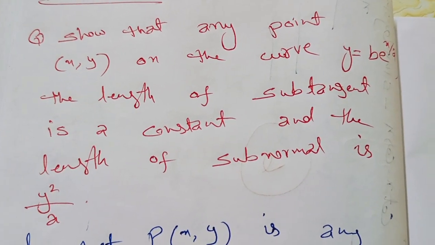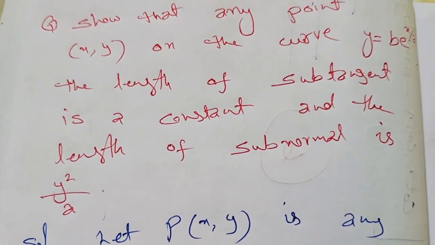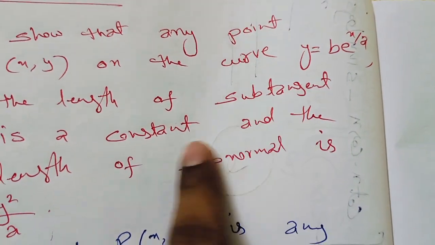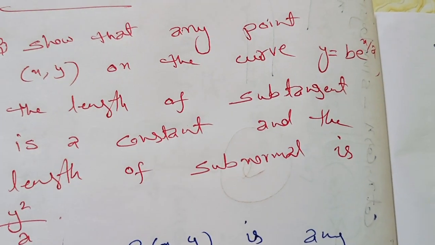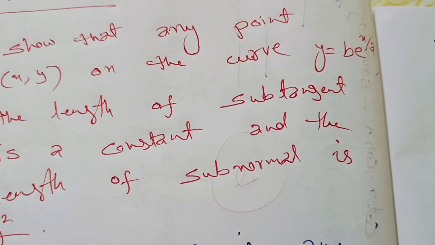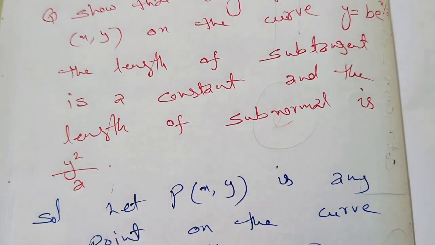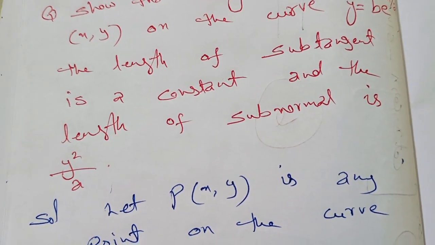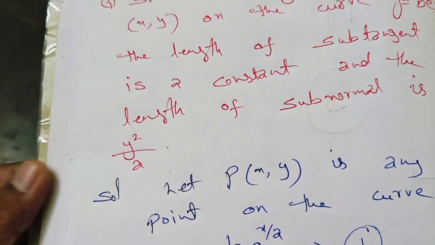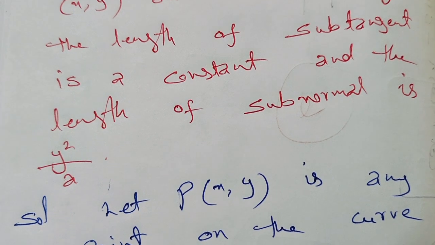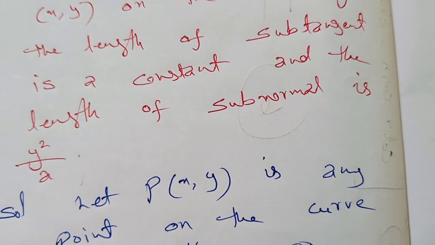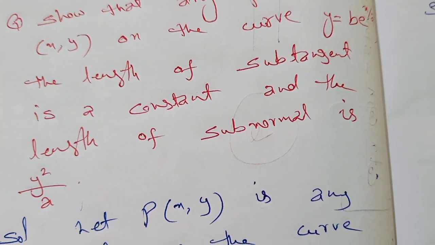Now we have to find the length of subtangent and length of subnormal. We have to show that the length of subtangent is a constant. Constant term means here we have to get the constant term a. And when we find the length of subnormal, it must be equal to y square by a. So we have the general formula to find the length of subtangent.